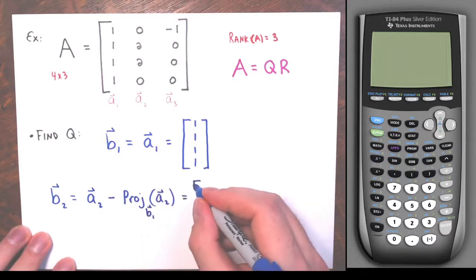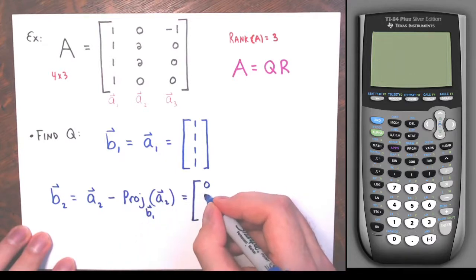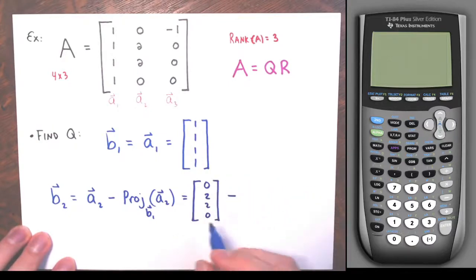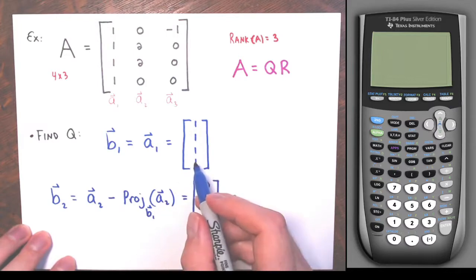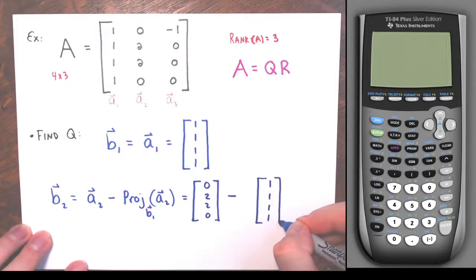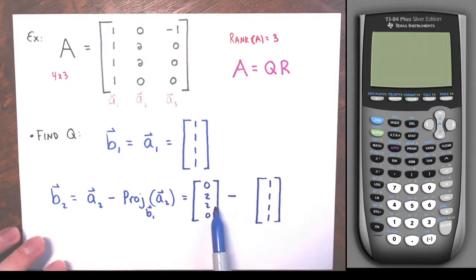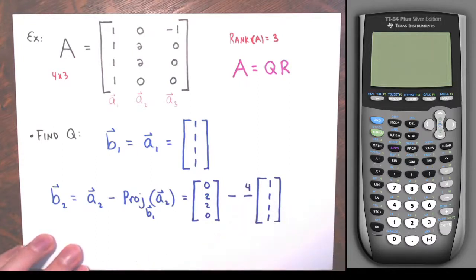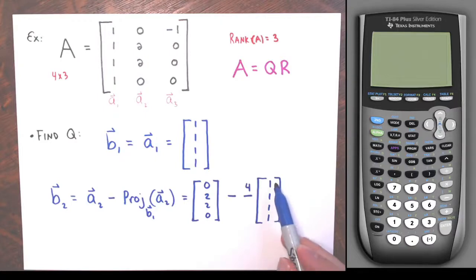All right, so A2 is that 0, 2, 2, 0 minus, and when I project onto B1, I'm just getting a scalar multiple of B1. The numerator of that scalar is the dot product of A2 and B1. That would be 4. And then the denominator is the dot product of B1 with itself. Well, that would just be 4 as well.